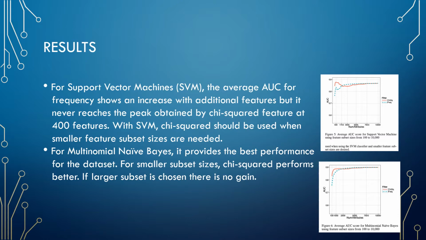For the multinomial Naive Bayes, for the graphs on the right side, this provides the best performance for the dataset. For smaller subset sizes, chi-squared performs better. If a larger subset is chosen, there is no gain.